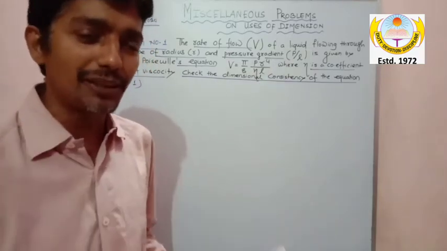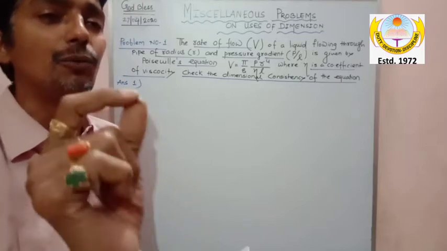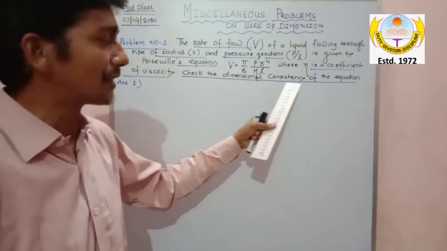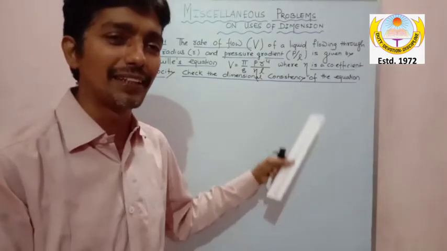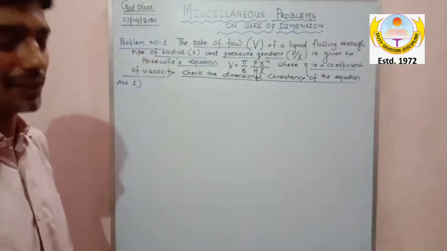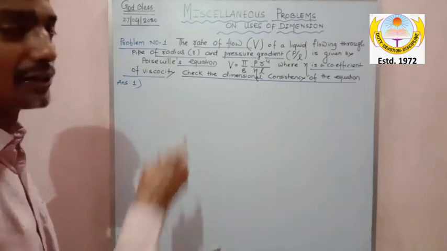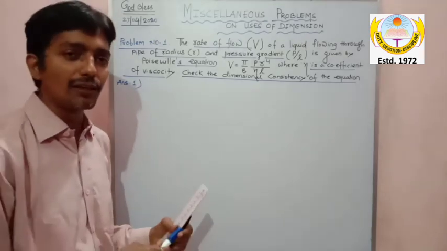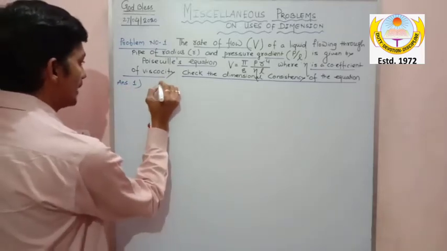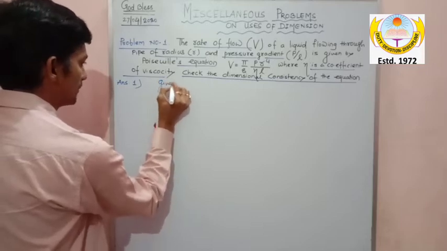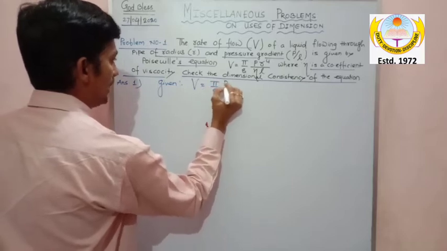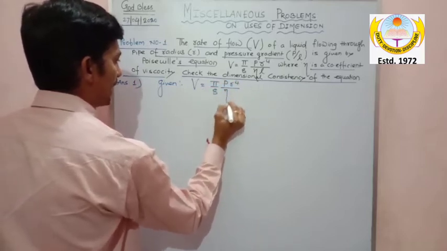So of course it is the first use, and there also we have given you one hint: you have to check the dimensional consistency of the equation, that is, a left hand side and right hand side type question. So, my dear, it is on the first use, and I am disclosing that right now. This is based on the first use of dimension. So let's start on the principle of homogeneity. Question is, here I am writing, given V is equal to pi divided by 8, P R power 4 divided by eta multiplied by L.